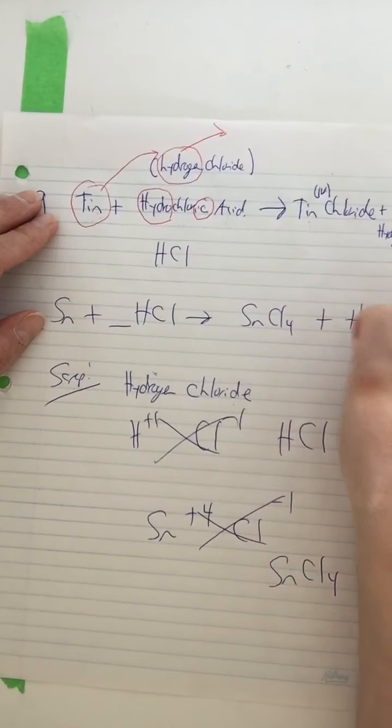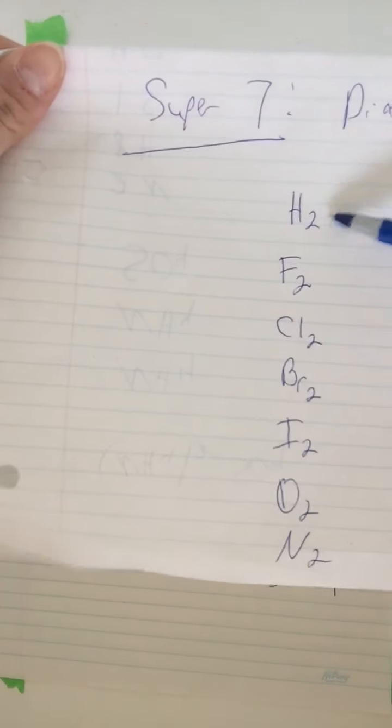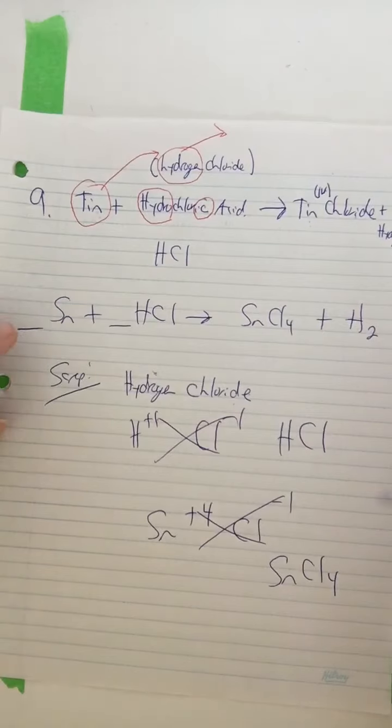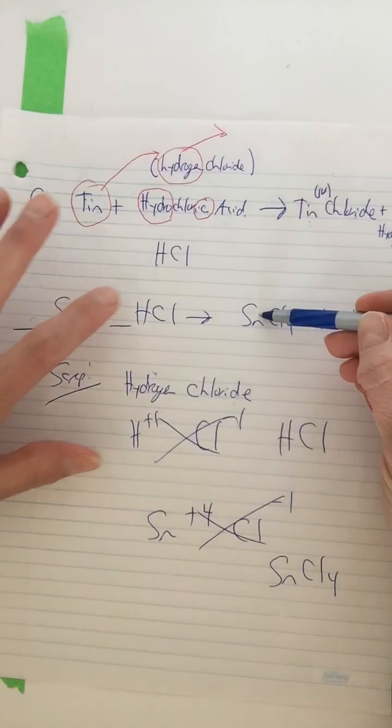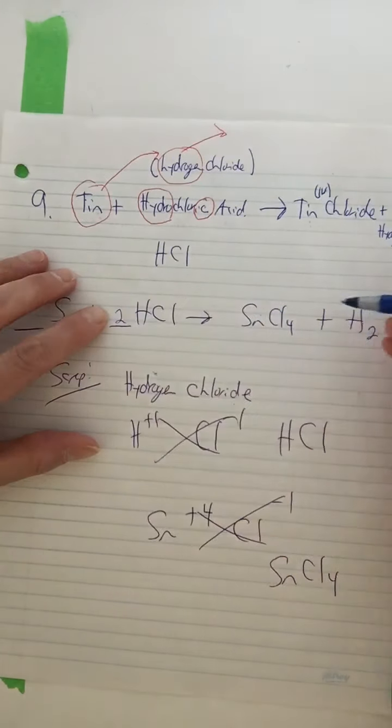Plus hydrogen, which is an H, but we always have to look. Is tin one of our super 7? No. But is hydrogen? Yes. So it's always a diatomic. So this is our formula. Now we have to balance it. 1 tin, 1 tin. 1 hydrogen, 2 hydrogen. So we've got to put a 2 here.